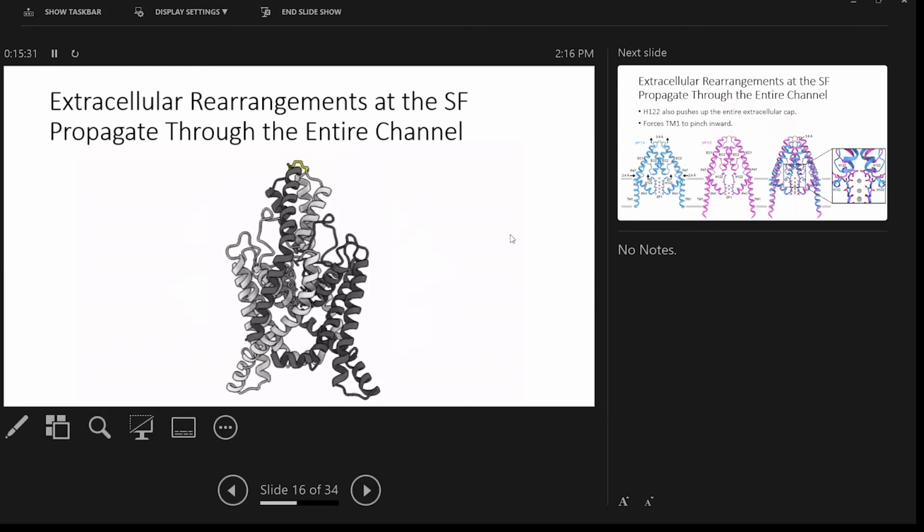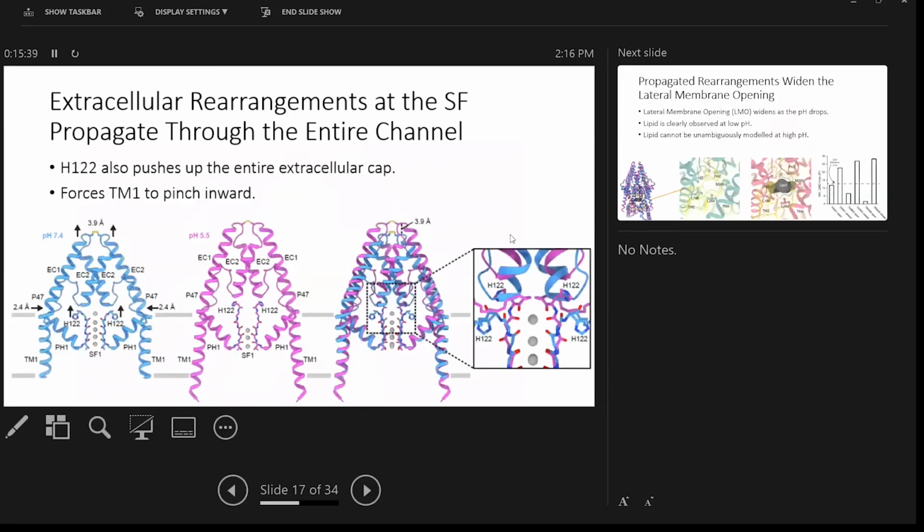And the reason this movement happens is because of the positioning of this extracellular domain above the selectivity filter. So if you look at the position of this histidine at the high pH state and the low pH state, it's moving upwards by around 6 angstroms, and the extracellular cap is only 4 angstroms above the selectivity filter. So if this cap doesn't move, then you're going to get a clash between this histidine and the extracellular cap.